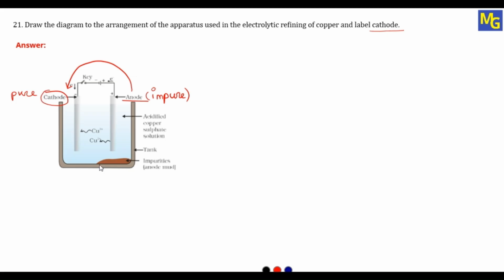Remember all the labelings, because as I told, in this model question paper they have asked to label cathode, but in the next model question paper or the final exam they may ask anode, or they may ask impurities, or they may ask acidified copper sulfate, meaning electrolyte. So remember all the labelings.